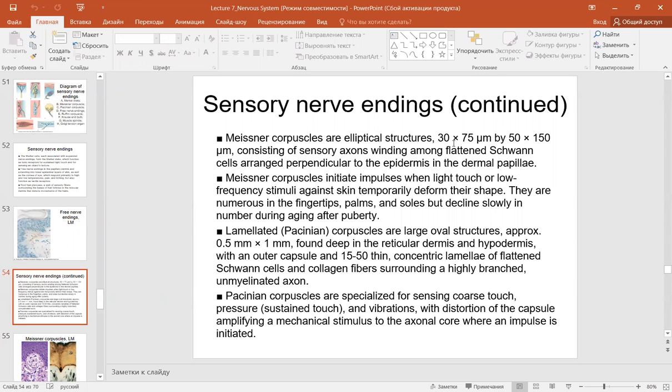Lamellated Pacinian corpuscles are large oval structures, approximately 0.5 millimeters to 1 millimeter in diameter, found deep in the reticular dermis and hypodermis, with an outer capsule of 15 up to 50 thin concentric lamellae of flattened Schwann cells and collagen fibers surrounding a highly branched unmyelinated axon. Pacinian corpuscles are specialized for sensing coarse touch, pressure, sustained touch, and vibrations, with distortions of the capsule amplifying the mechanical stimulus to the axonal core when the impulse is initiated.